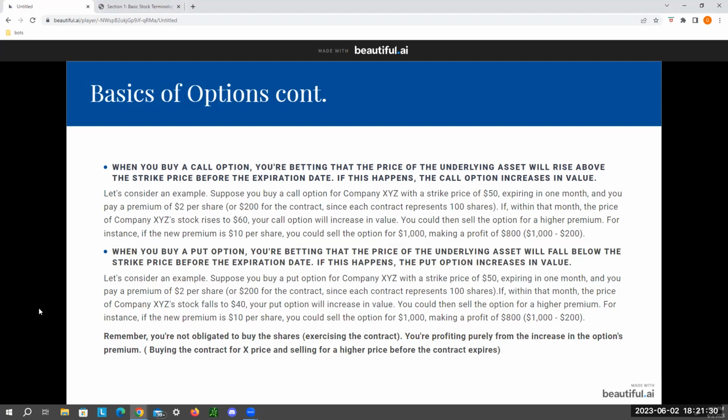Very simple. Now, remember, you're not obligated to buy the shares, which is exercising the contract, the same way you're not obligated to buying that house for $100,000. You can just sell the contract. You're profiting purely from the increase in the options premium, buying the contract for X price and selling the contract for a higher price before the contract expires. So like in this aspect, you bought that contract for $2. You sold that contract for $10. So remember, $2 and $10 is 200 and 1,000. It's very simple.